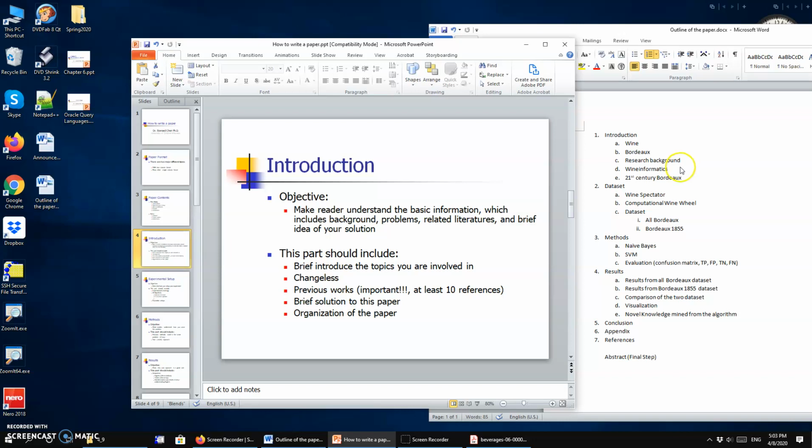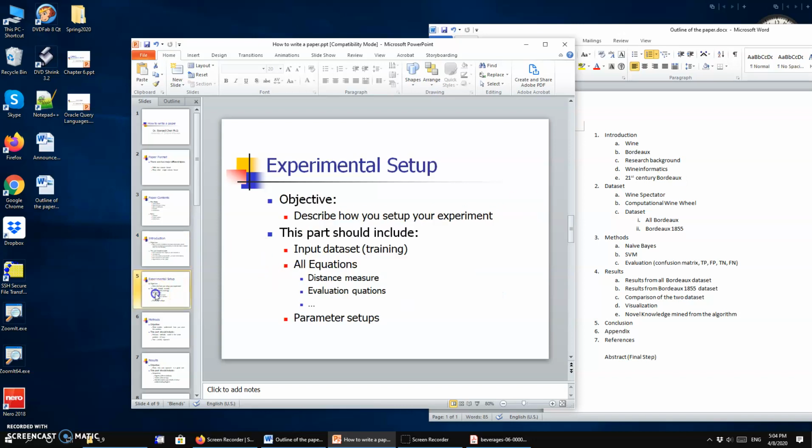And then we will bring into the wine informatics, which is the one that we have been working on for almost a semester, so that make sure people understand what is the concept of the wine informatics. And finally, we go into the topics that we want to discuss in this paper, which is the understanding 21st century Bordeaux wines. So that's for the introduction part.